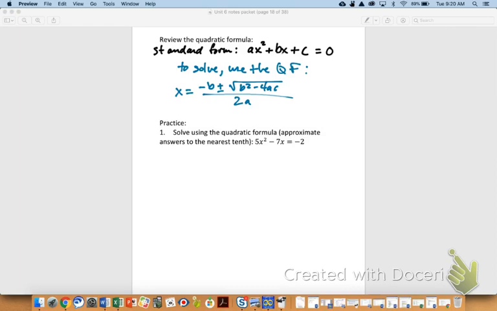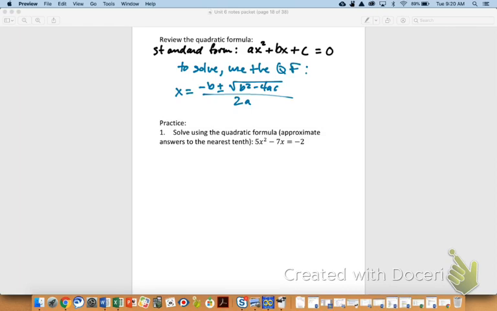Number 1 says solve using the quadratic formula, and we're going to approximate our final solutions to the nearest tenth. Okay, so step 1. Caroline, is that equation written in standard form? No. Why not? Because the -2 is on the other side. If we could handle that -2, maybe we would be in standard form. What do you suggest we do?